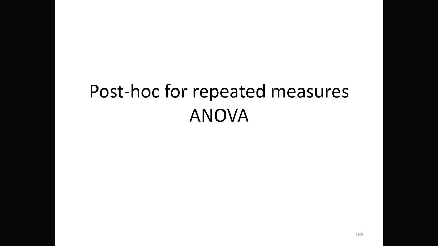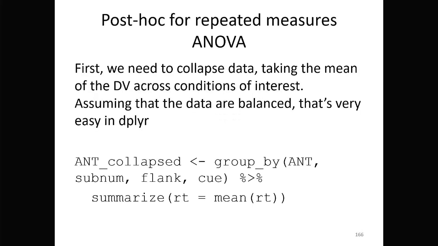Yesterday I was asked, how do we do post-hoc for repeated measures ANOVA? It's not very difficult, but it's not as easy as with the easy package; you have to do a little bit more work. For example, what if we want to do within-subject ANOVA using the ANT data that we saw yesterday, the attention network task data? The first thing that the easy package did for us, and that we now need to do manually, is calculating the means.